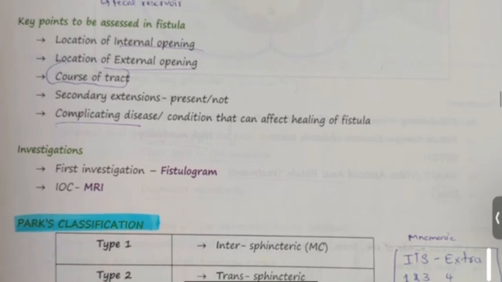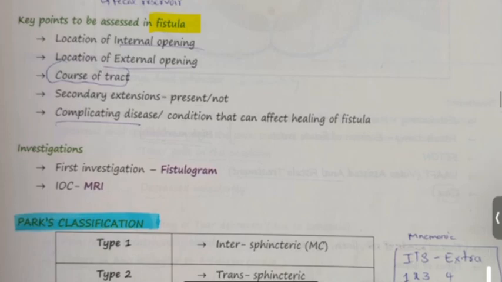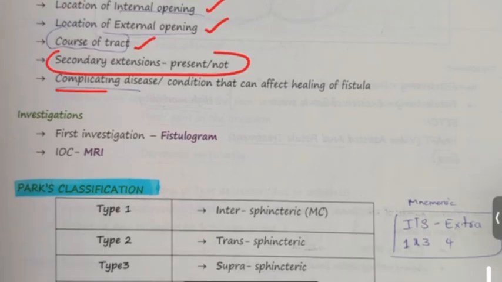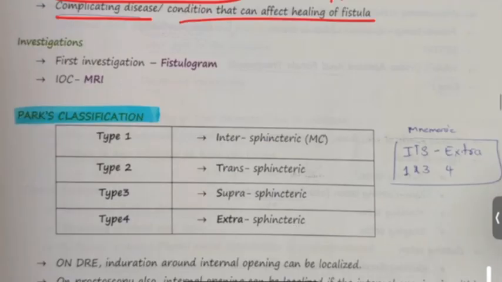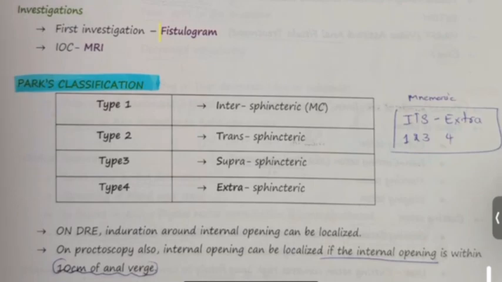Okay, so what are the key points we should assess in case of a fistula? One, we have to assess the location of the internal opening. Where is the internal opening actually? And assess the location of the external opening and the course of the tract, whether it is a simple fistula or a complex fistula, high lying, low lying, we assess this. After that we are assessing whether secondary extension is present or not. Okay. Then complicating disease or condition that can affect healing of the fistula, this we should diagnose. If it is happening because of ano-rectal abscess or Crohn's disease or any malignancy or HIV, this should be found out. Okay, how will we identify this? This is by investigation called as fistulogram, by which we can visualize the fistula, or we can also go for MRI to see the fistula.